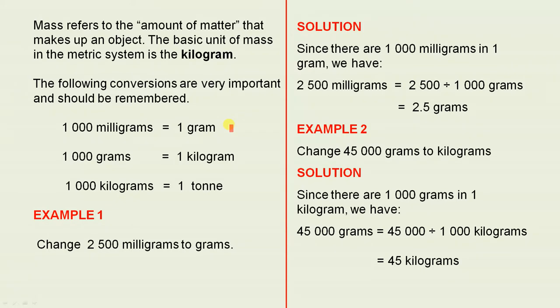1000 milligrams equals 1 gram. 1000 grams equals 1 kilogram, and 1000 kilograms equal 1 ton.